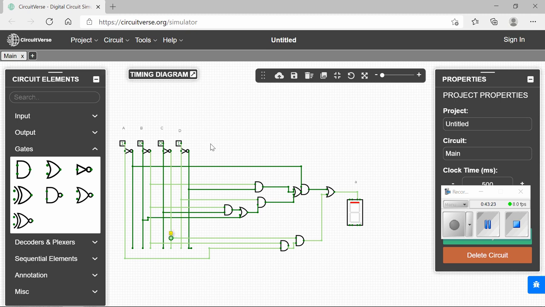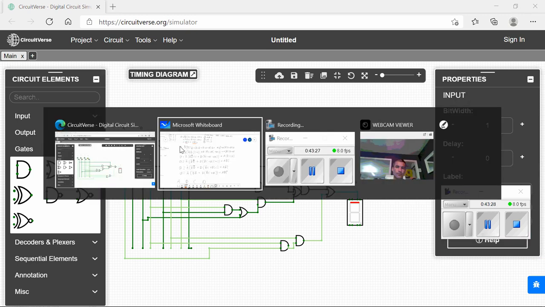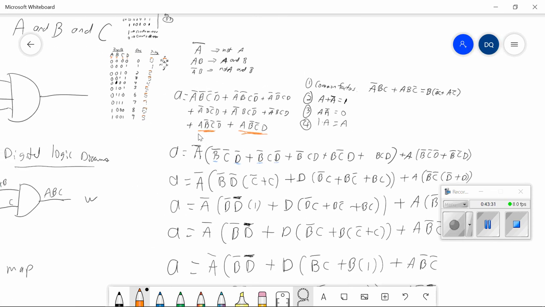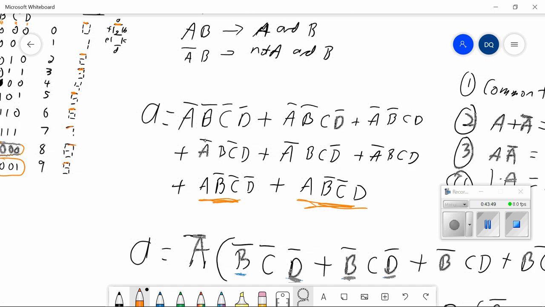See, in this case, the numbers 8 and 9 were not working. So we go back to our math and we find 8 and 9 are here. You see 8 is this one here. 9 is that one there. 8 is A and not B and not C and not D. 9 is A and not B and not C and D. So they were easy to find here. This is our 8 and this is our 9.